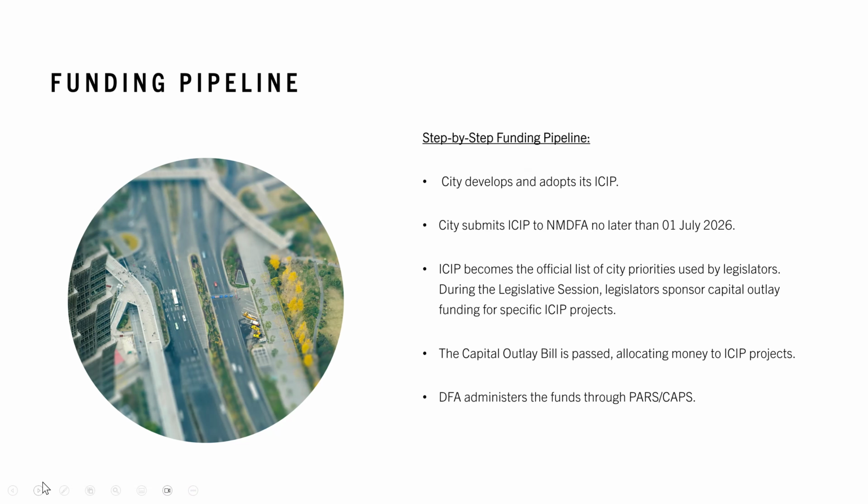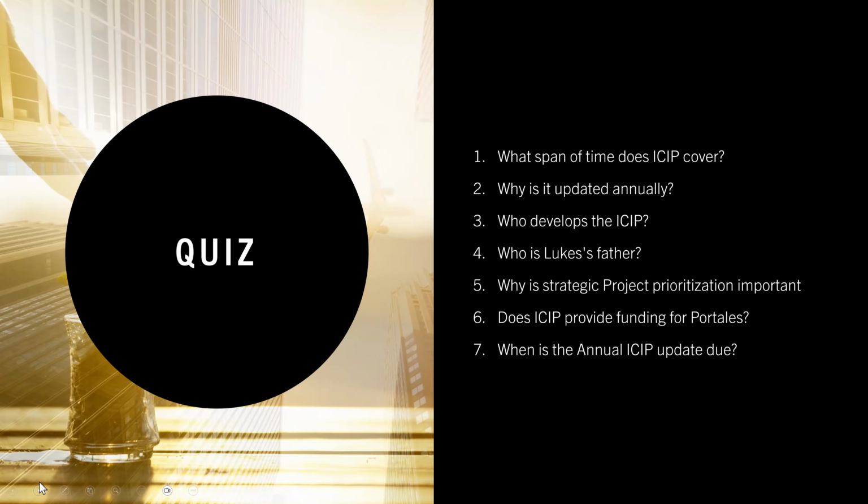All right, let's see if we're paying attention. Don't jump ahead unless you need to. What span of time does the ICIP cover? Show of hands. Anybody? 5 years. Somebody? I got hands up. Does that mean 5 years? Okay. 2 counselors behind me, 5 years. Anybody say anything different? All right, 5 years it is. Great job. Awesome.